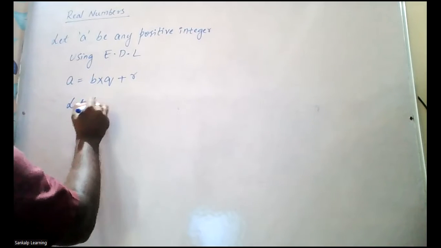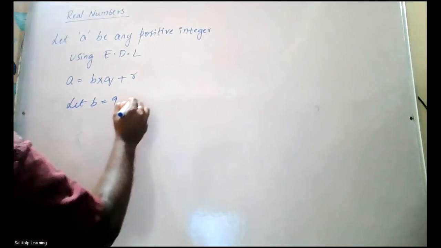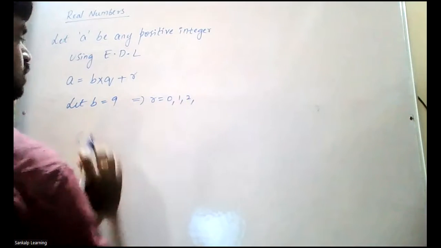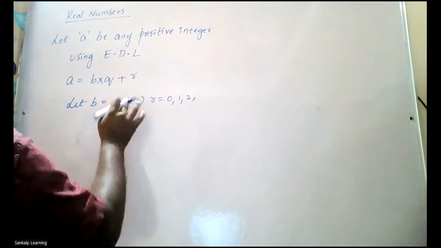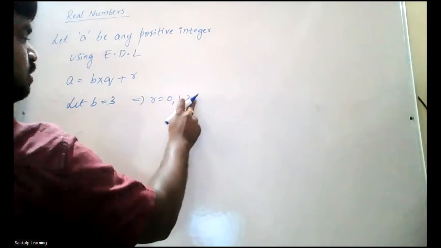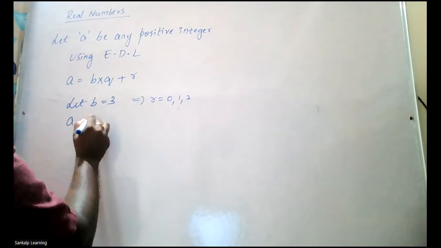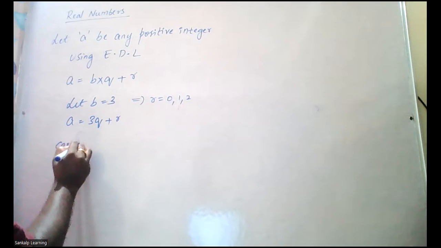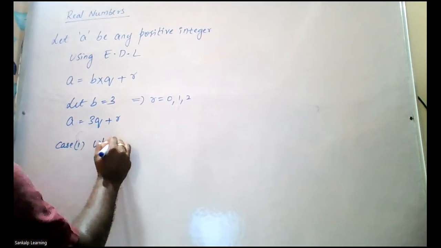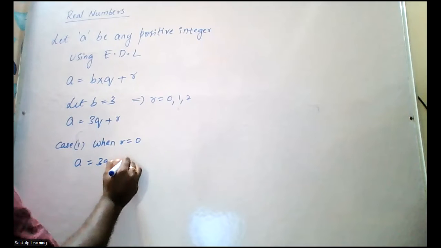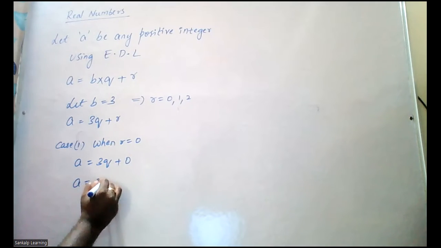Let b is equal to 3. Implies r value will become 0, 1, 2. Sorry, b value is 3, so r is 0, 1, 2. Therefore a will become 3q plus r. So case 1, when r is 0, a will become 3q plus 0, which implies a is 3q.